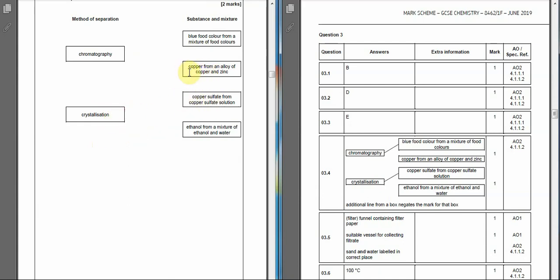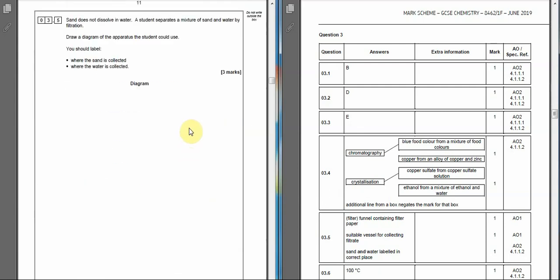If we did want to do this one here, we'd need to do electrolysis, and this one here would be fractional distillation. Okay, it's only 2 lines that you draw, so make sure you don't do any extras.